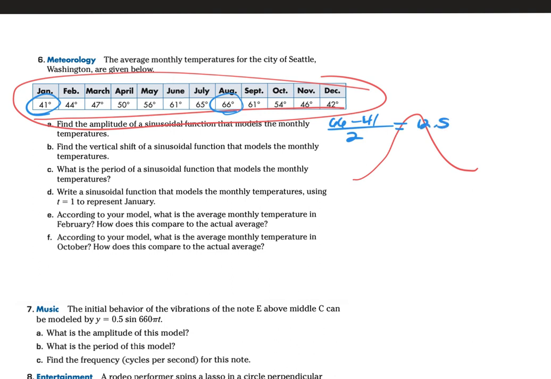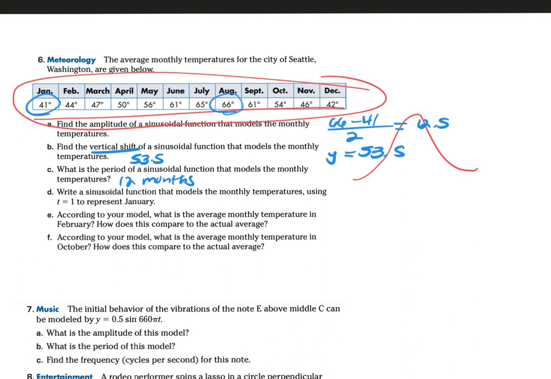Then your vertical shift is based on your midline. So we do 66 plus 41 divided by 2. And that's y equals 53.5 is your midline, which means my vertical shift is 53.5. I put plus, is that okay? Yeah, that's fine. And then what's the period? That would be based on how long it took you to go up and come back down again, which in this case was 12 months or 1 year. It's not exact, but we've talked about this, right? Real data is not going to produce a perfect model. So then it says, write a sinusoidal function that models the monthly temperatures using t equals 1 to represent January.